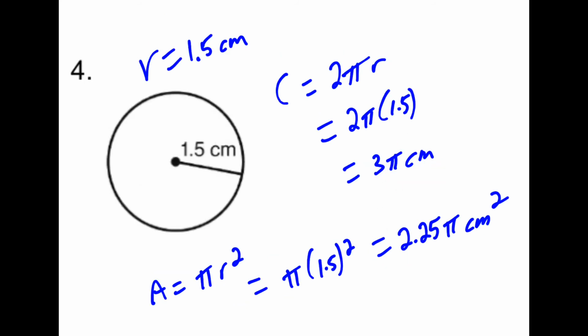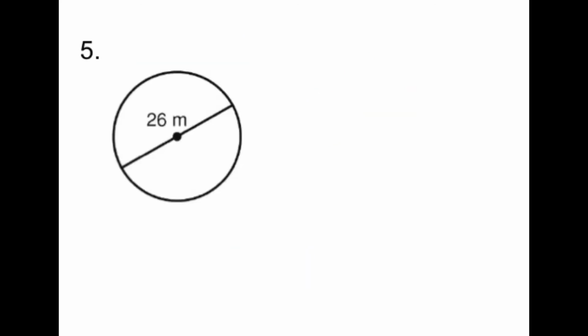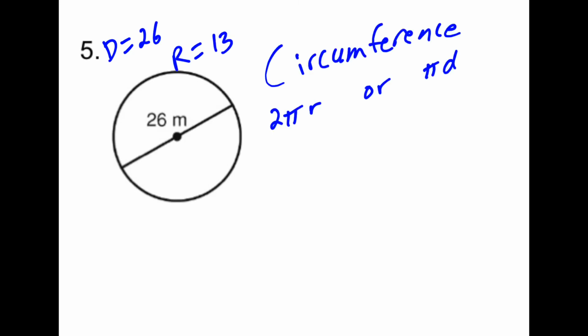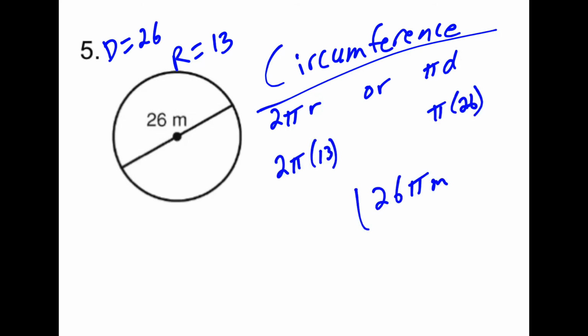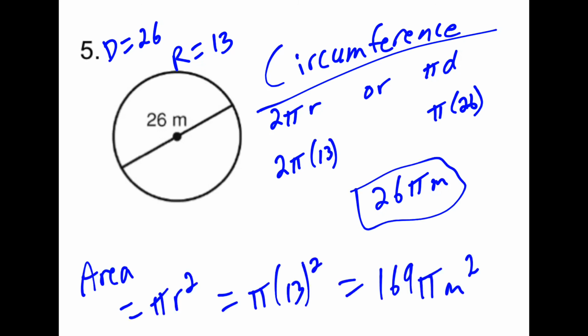If I plug in this radius of 1.5 into the two formulas, my circumference is 3 pi centimeters, and my area is 2.25 pi centimeters squared. Since the distance 26 is all the way across, I know that my diameter is 26, and my radius is then going to be 13. So I can use either one of these two formulas for circumference, because 2 times the radius is equal to the diameter. Either way, I get a final answer of 26 times pi meters. To find the area, I will use the radius and plug that into this formula, 13 squared, 169 pi meters squared.